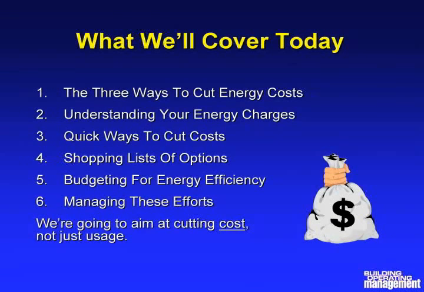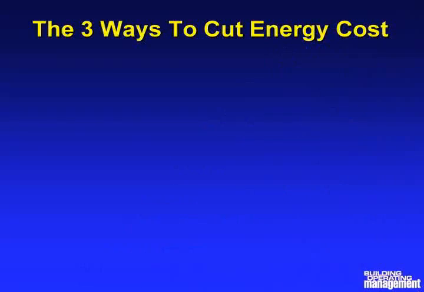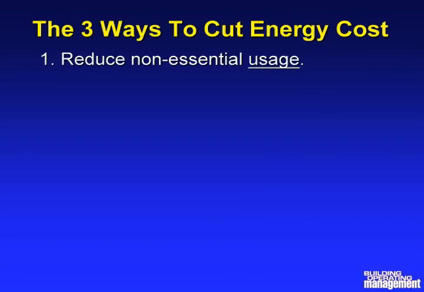Okay, let's look now at those beginning 3 ways to cut energy cost. The first you always want to keep in mind is the obvious. Reduce any non-essential usage. This may be equipment inefficiencies, poor control, something running when it's not needed, something all lit when it's not needed, or something running at full output when lower output would suffice.